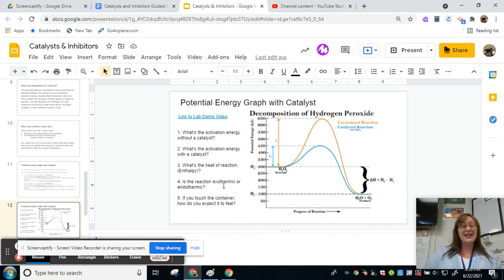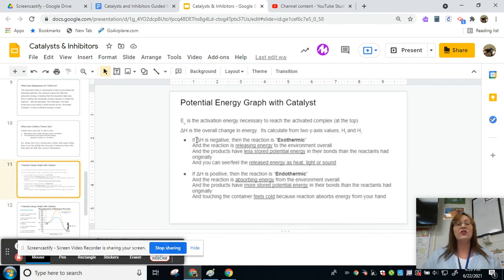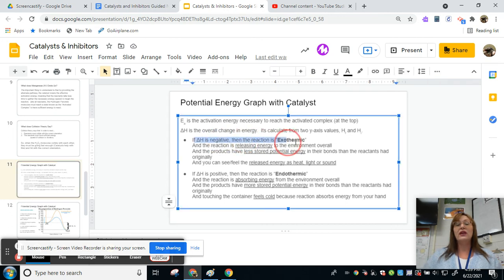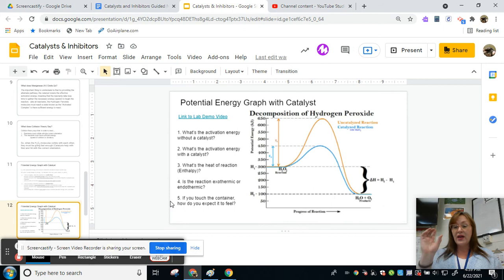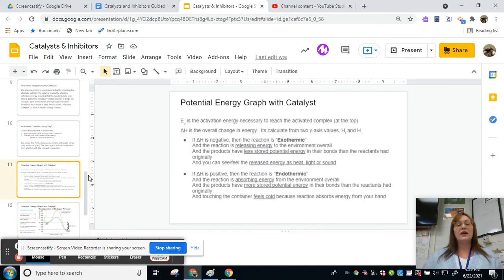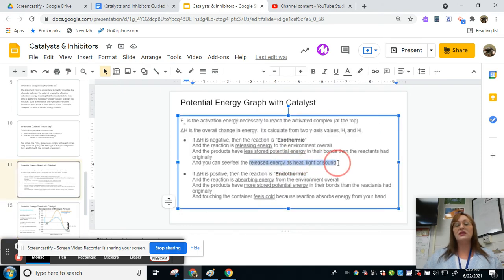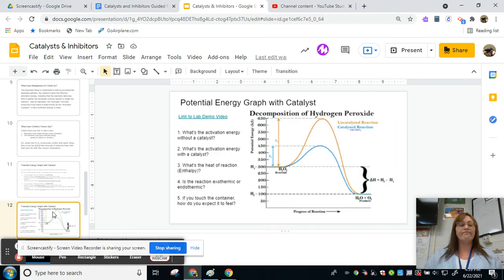Number 4, is it exothermic or endothermic? Okay, well, like I mentioned over here, if your delta H value is negative, then the reaction is exothermic. So you just have to remember that or memorize negative enthalpies means exothermic. If you touch it, how would it feel? If I go back and look, if I have an exothermic reaction, it's going to release energy as heat, light, or sound. So if you feel it, it might feel warm to you.